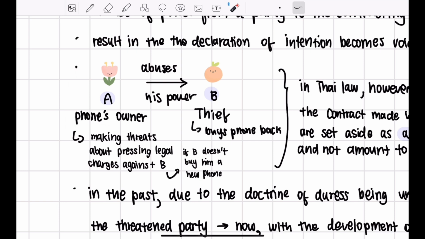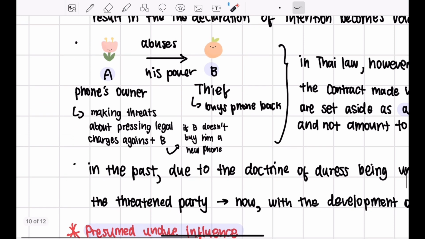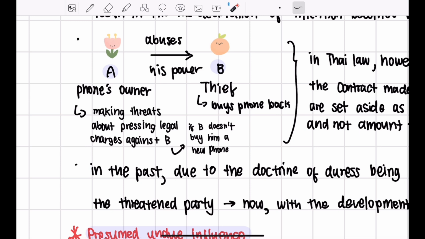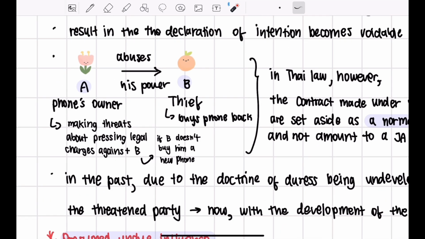So here A is a phone owner, he has a phone, and B is a thief. One day B stole A's phone, and then A finds out later that B is the one who stole it. So now he is demanding that B return his phone, but because B lives in poverty and has to sell the phone for money, he can't recover the phone anywhere because it has already been sold. Now because A is without a phone, A is making threats that he will press criminal charges against B if B doesn't buy him a new phone of the same model. So now B is buying a phone back to A. So he declares intention to buy A's phone back.